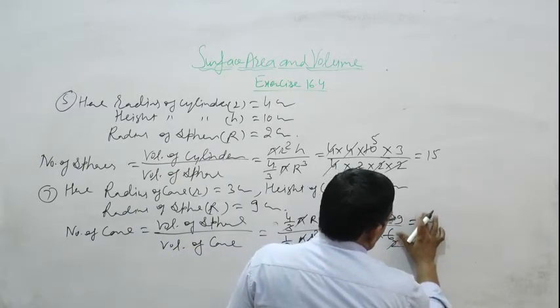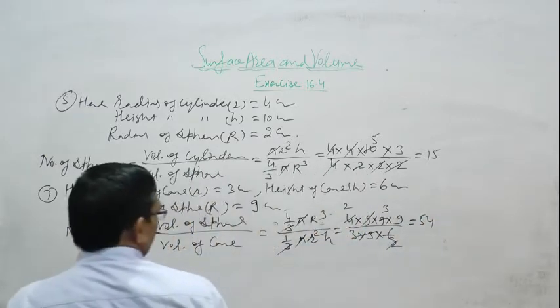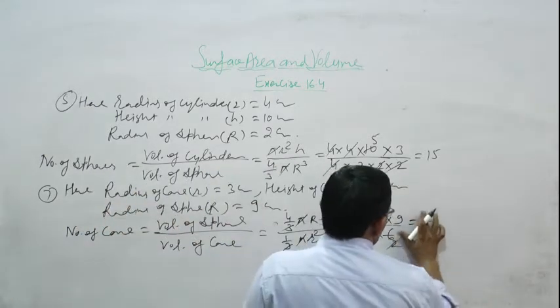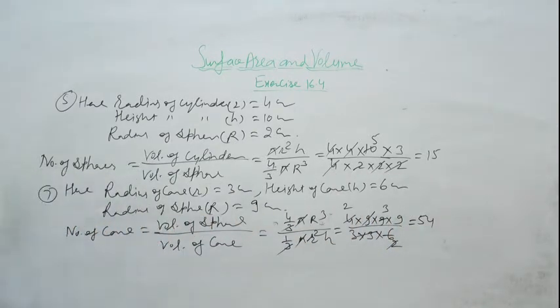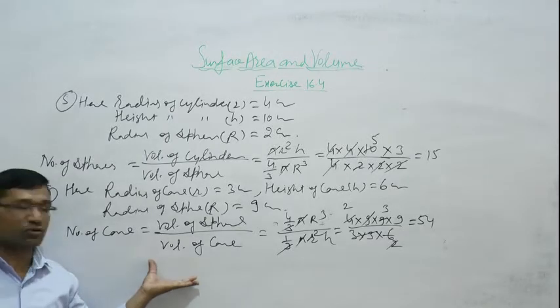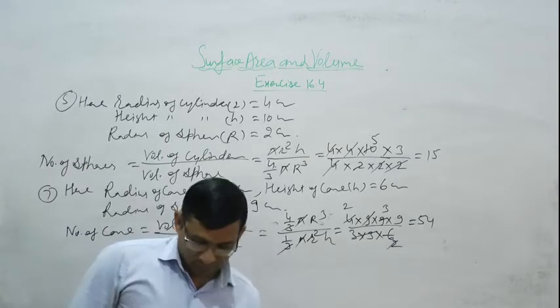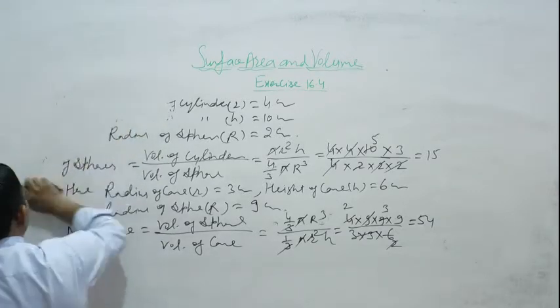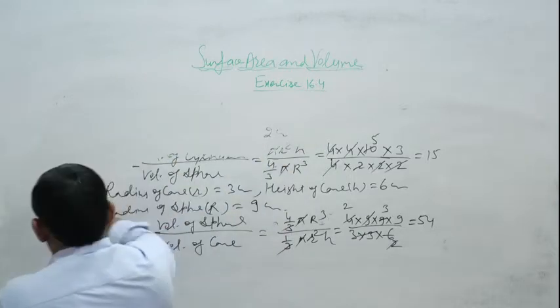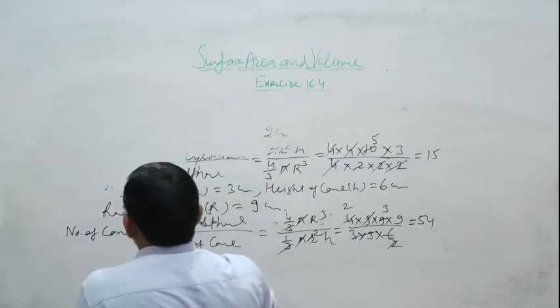Number of cones are 54. Number of cones is equal to volume of sphere divided by volume of cone. After simplification we get number of cones are 54. So number of cones we find by using this method.